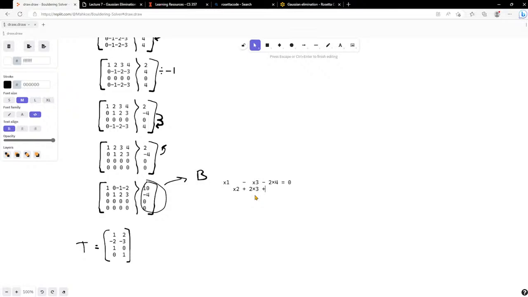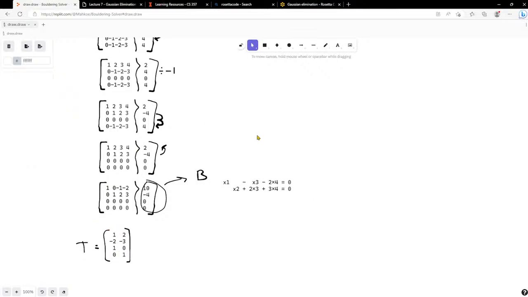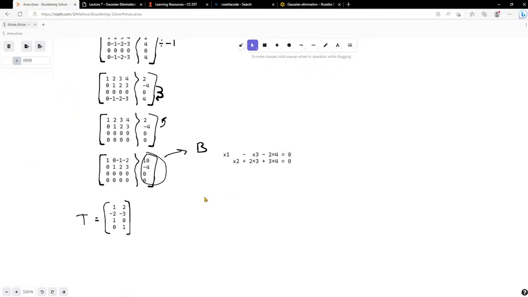And then plus 3x4 equals 0. So why should it be the case that if I take this column vector, that multiplied by the original matrix, I get 0? I don't understand that at all.